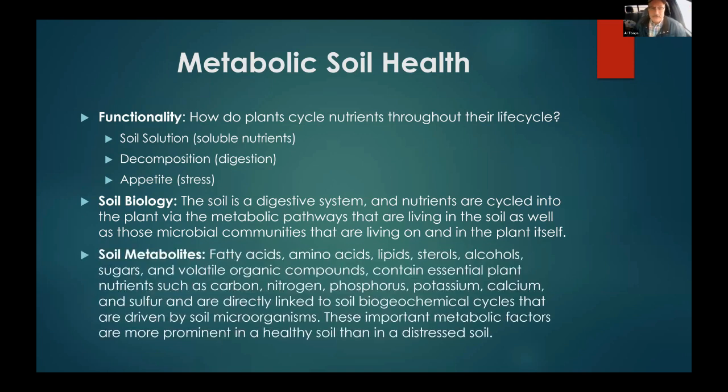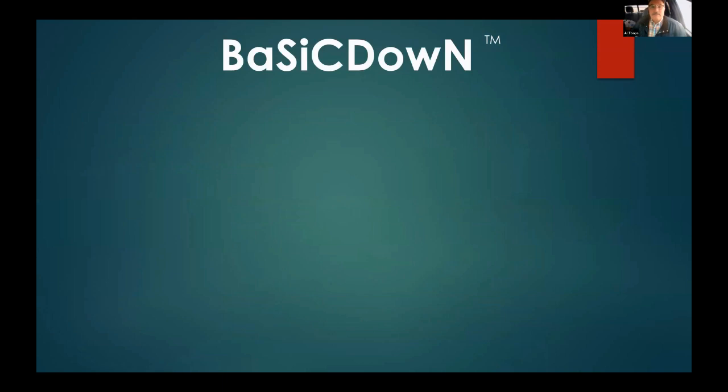And so that's what we're talking about with these metabolites: fatty acids, amino acids, lipids, sterols, alcohol, sugar, volatile organic compounds. These all contain essential plant nutrients. This is the way nutrients are carried through the plant, such as carbon. Carbon's a nutrient, it's a plant nutrient. Nitrogen, phosphorus, potassium, calcium, sulfur, all these are directly linked to the biochemical cycles that are driven by the soil microorganisms. So we wanted to really give it a solid view.